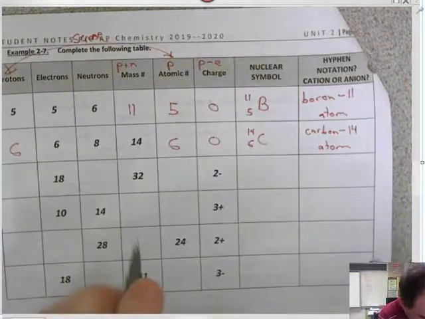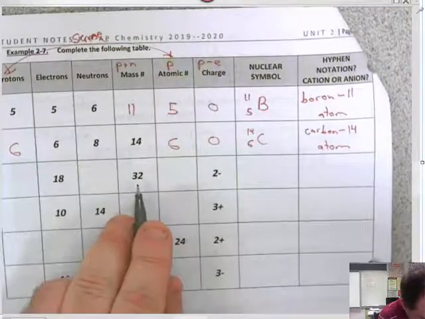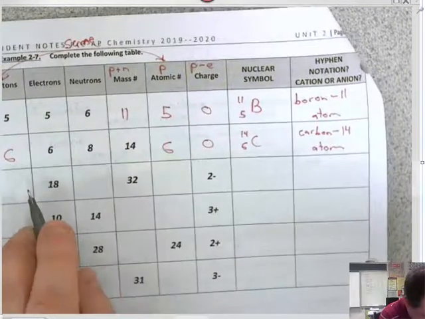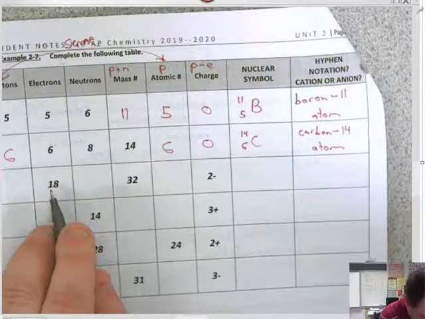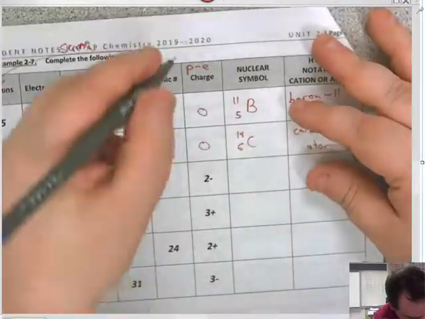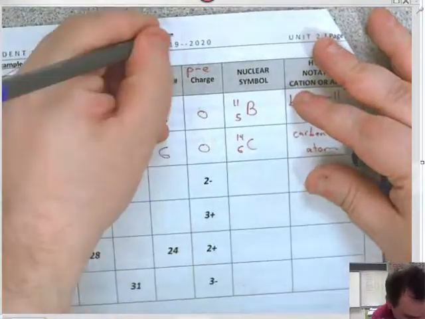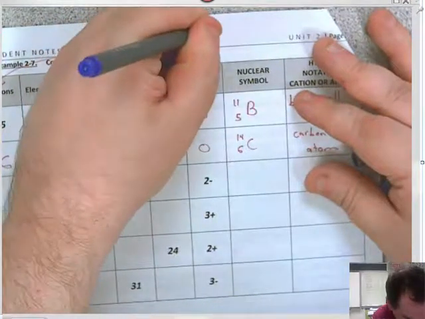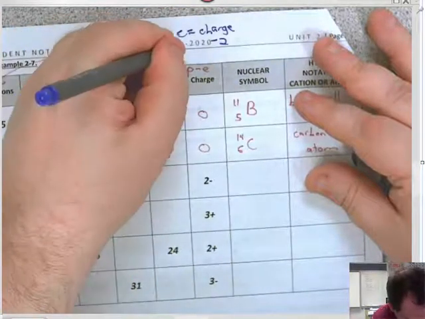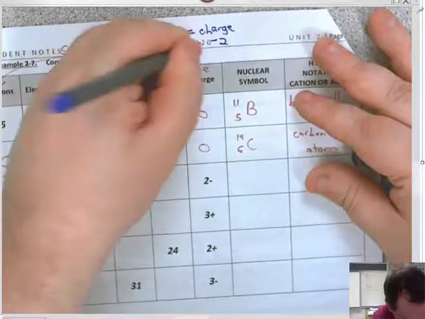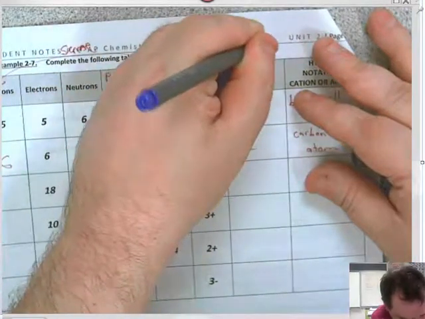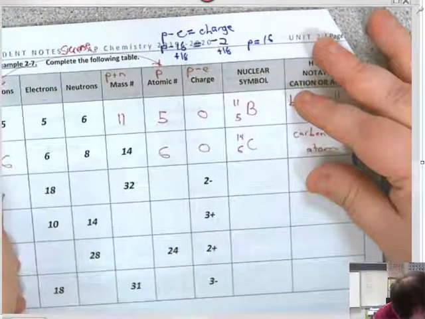Okay. So here we have the mass number here. This is 32. We don't have the number of protons. We have the number of electrons here. So we need to find the number of protons. So we have to do protons minus electrons equals charge. Oh, it's this: P minus 18 equals minus 2. Add 18 to both sides. P is equal to 16. 16 protons.